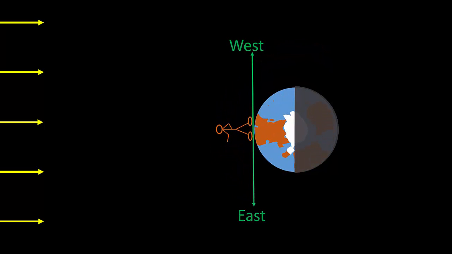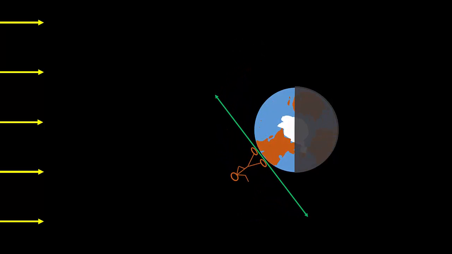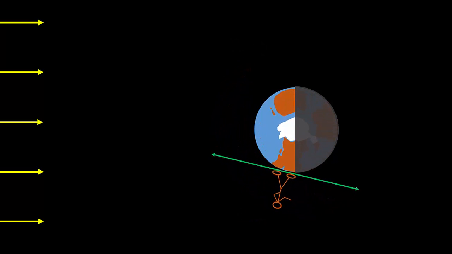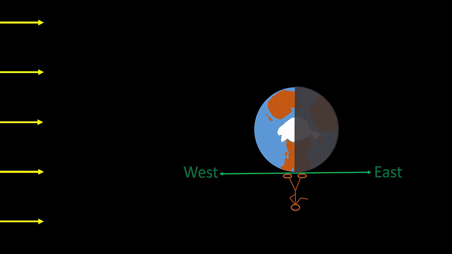Now he would be at the point where he is experiencing noon. The sun is high overhead. Neither his eastern or western horizon is pointing at the sun. Rotate a little farther. Now he's experiencing sunset. His western horizon is pointing at the sun and is about to sweep past the sun.